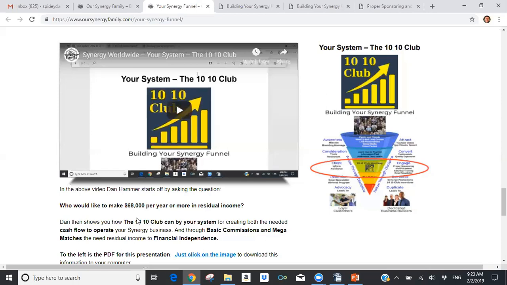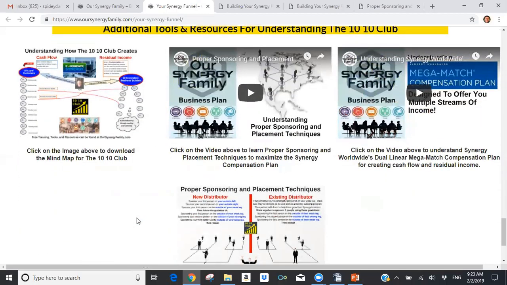If they want to stay in their current job because they love their current job, fantastic. But if they hate their current job, then that gives them the ability to make the decision to leave the job that they hate and do what they love to do. Help other people improve their health because they've used a system, the 1010 Club, to build their organizational structure. And part of building your organizational structure is understanding proper sponsor and placement techniques.